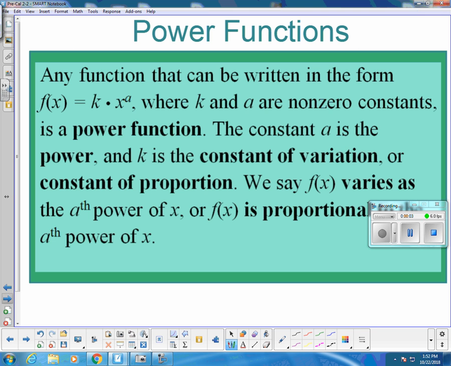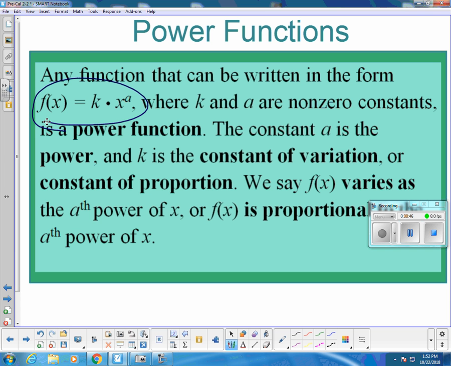Okay, power functions can be written in the form f of x equals k times x to the a, where k and a are non-zero constants. So those have to be numbers, and they can't be 0. That makes sense because if k was 0, the whole thing to the right would become 0, and you would have the 0 function. If a was 0, the x to the a would cancel to a 1. It would just be f of x equals k, which is the horizontal line. So k and a have to be non-zero constants.